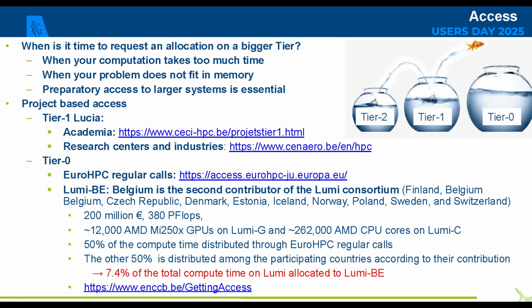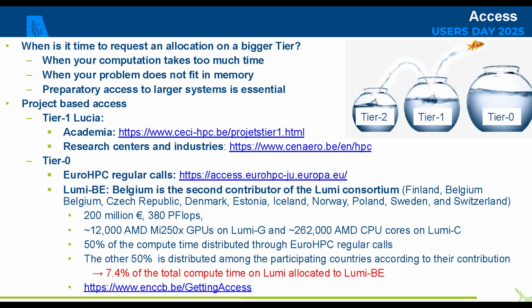So now the question is, when is it time to request an allocation on a bigger system? When is it time for your application to jump to a bigger fishbowl? So, well, the first reason is when your computation takes too much time, because the science that you are trying to address is too big. It takes too much time on your smaller system to be solved, or your problem is so big that it doesn't even fit anymore in the memory of your system. So that's a good sign that you need to go to a bigger system.